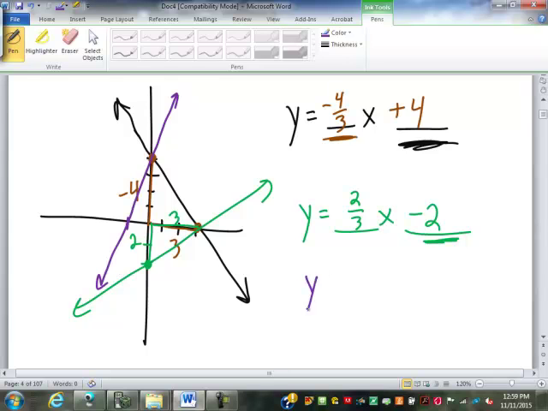How about the purple line? What's my plus or minus over here? Plus 4. It goes through the y-axis at positive 4. What's multiplying the x? Well, from right here, I go up how much? 4. And I go over 1. So it's 4 over 1 or just 4? 4x plus 4.